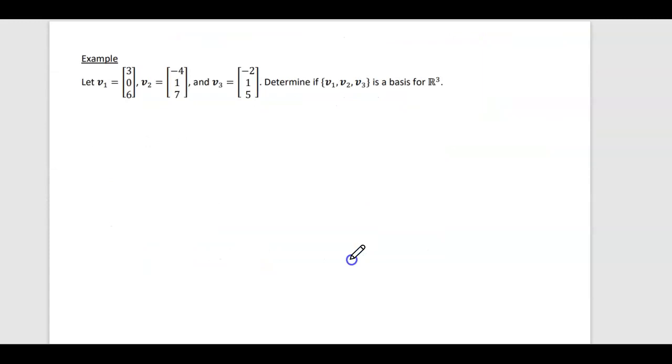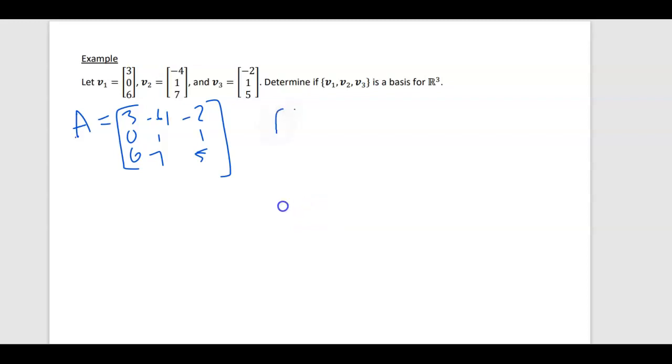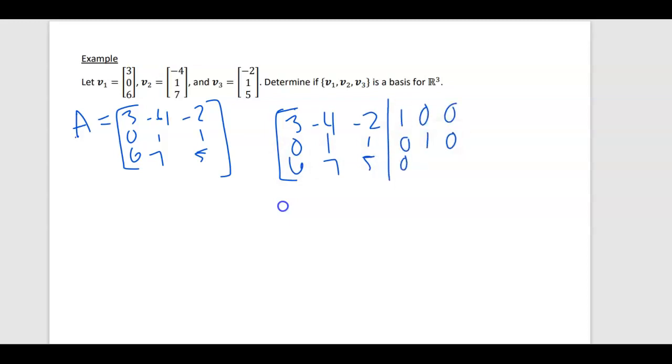All right, here is another example where we will be writing this out. Let V1, V2, V3 be these vectors, and is this a basis for R3? Since we need to make sure that they are linearly independent, one thing we can do is see if the matrix A formed from them has an inverse. We can use a couple of different methods to do so. The method that I would choose is to augment this with the identity matrix and see what you get with row reduction.